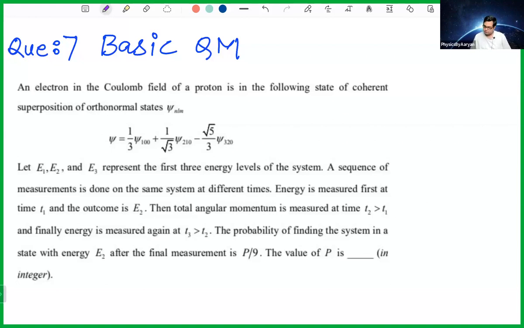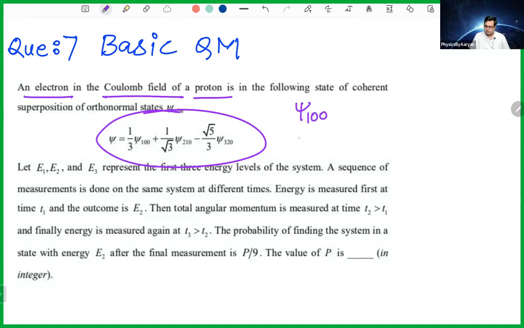So they are giving you some wave function. You have an electron in the Coulomb field of a proton, basically a hydrogen atom. So for a hydrogen atom, they are giving you a wave function. It's a superposition wave function. So phi 1 0 0 means that n is 1, l is 0, and m is 0. Here n is 2, l is 1, and m is 0. Here n is 3, l is 2, and m is 0. Okay.